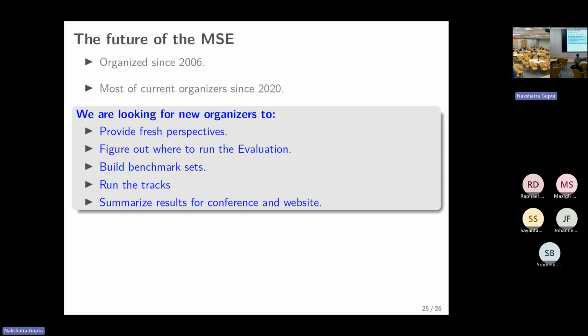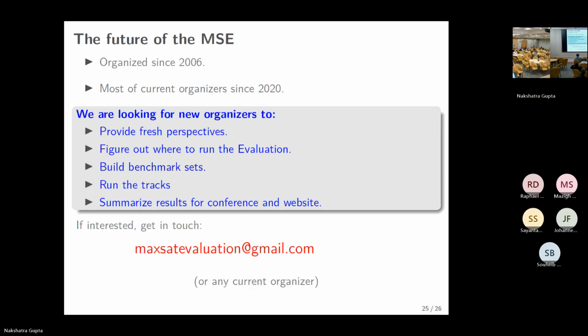But we also want people who are actually going to get down and dirty and do the work. Where do we run it? Which benchmarks should we have? Who should we pester for more benchmarks? Then actually running the tracks and summarizing. So come talk to us. At the moment, we're in a setting where it's unclear if we're going to be able to do this every year in case no one signs up. There's an email address, which you can also find on the webpage, or anytime you see any of us, come say hi.